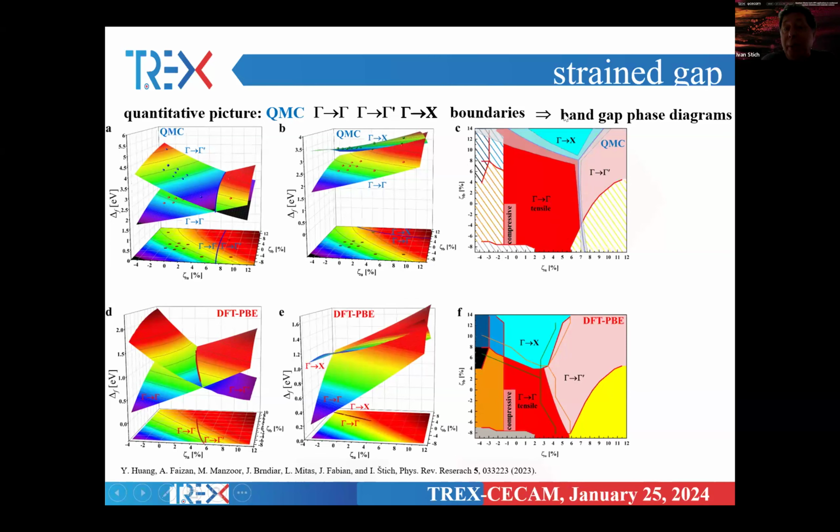Then there is gamma to gamma prime, gamma to X. These are the lines we have outlined, and these are the error bars we have on our calculation here. All the rest is actually DFT here.